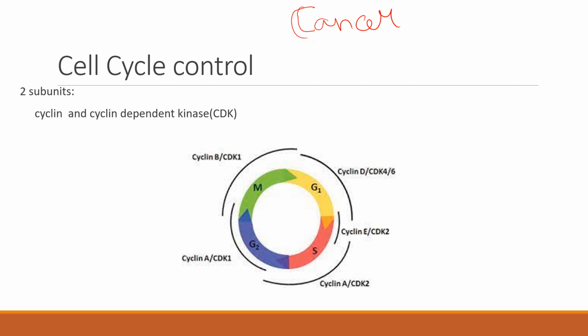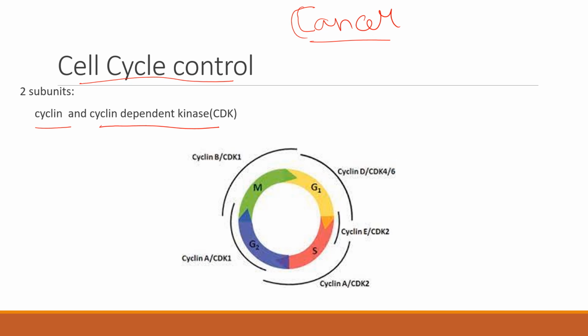So in order to control the division of cells, the cell cycle is controlled, so that only once the cell has attained full ability to divide can it divide. Until the cell has attained its ability to divide, the cell cycle would be in control. And two major subunits that control the cell cycle are cyclin and CDK, that is cyclin dependent kinase.